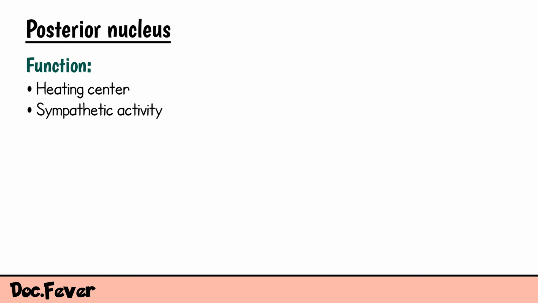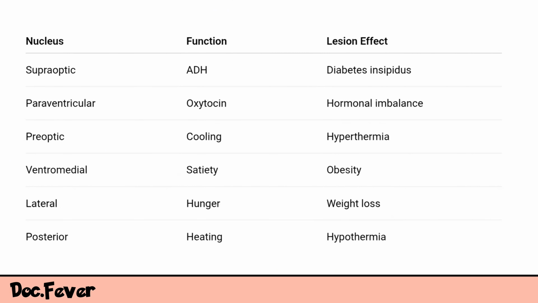The next nucleus is the posterior nucleus. Its functions are that it is a heating center and it also controls sympathetic activity. A lesion to this nucleus can lead to hypothermia. So that was a brief review of the hypothalamic nuclei. Hopefully it will be helpful for you.